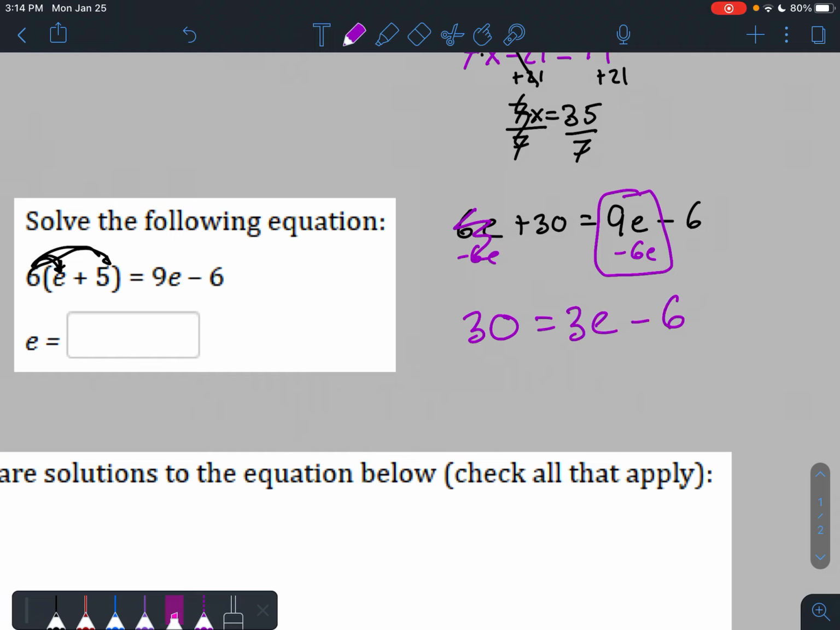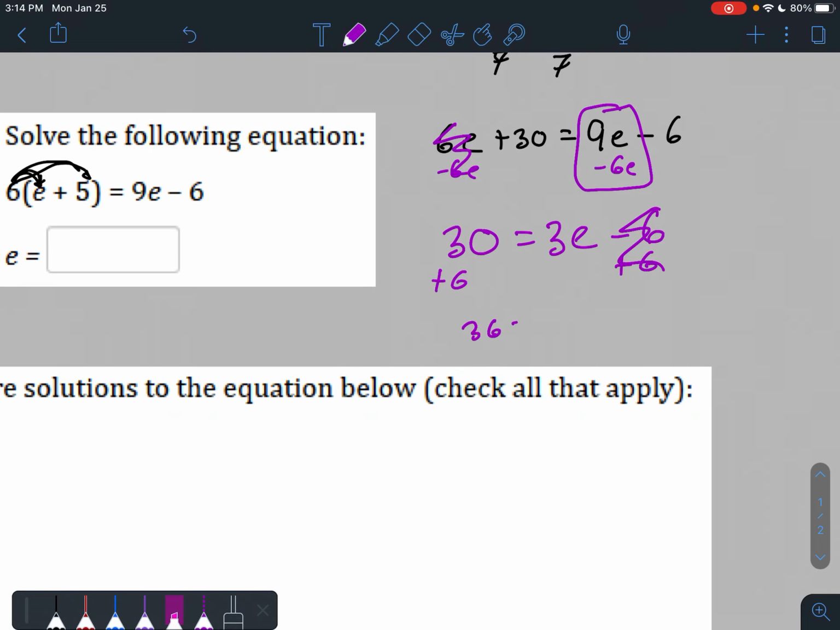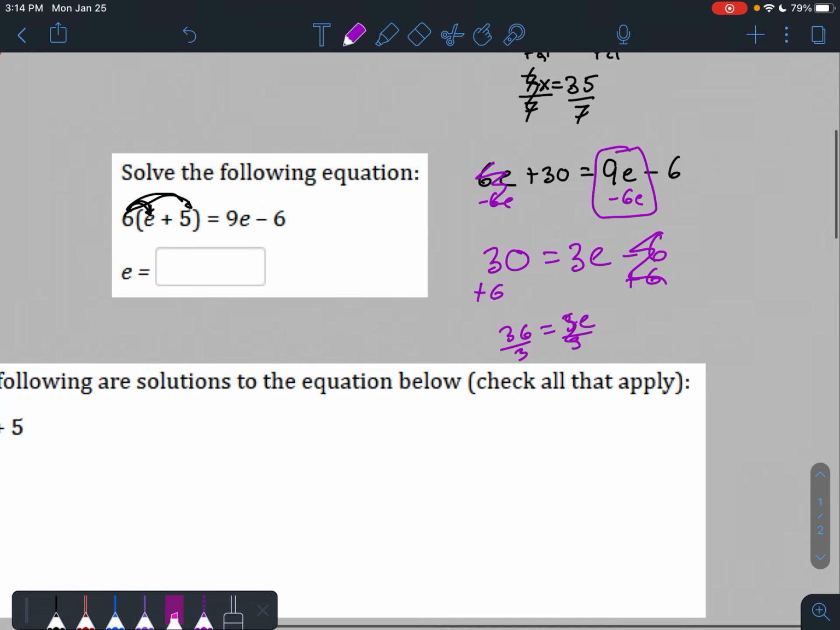Personal preference, you can do whatever you want. If you always like putting your variables on the left side, up to you. So I've got 30 equals 3e minus 6. Now, reverse order of the order of operations, I'm going to add 6 to both sides, and I've got 36 equals 3e. What I can do then is undo the times 3 by dividing by 3, and 36 divided by 3 is 12, and that equals a single e.